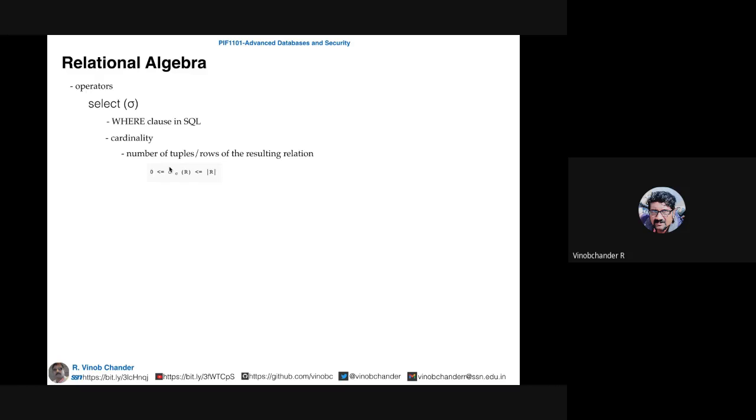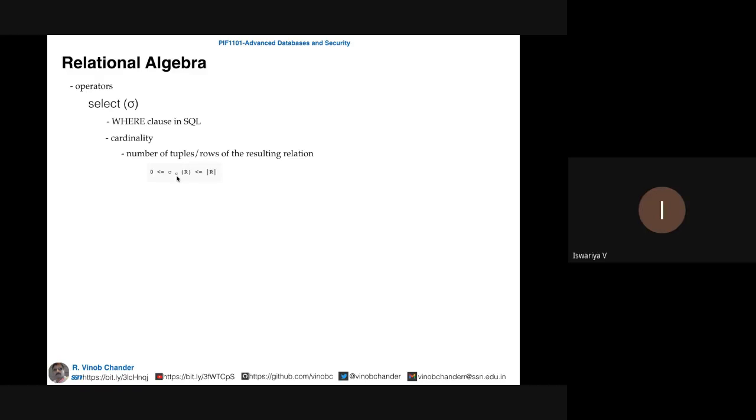So whenever you make use of a select operator, either you can have 0 rows as the output, or at most you can have all the rows of that particular relation, or anywhere in between. Yes? Do you agree with this? Or do you want an example, so you can visualize this?